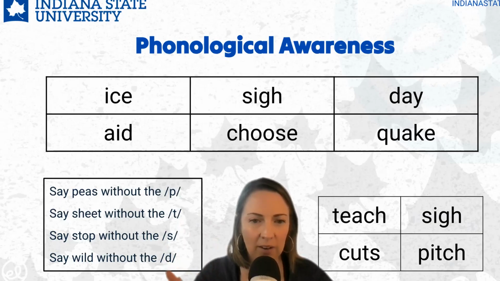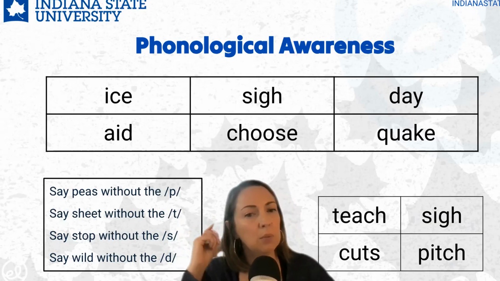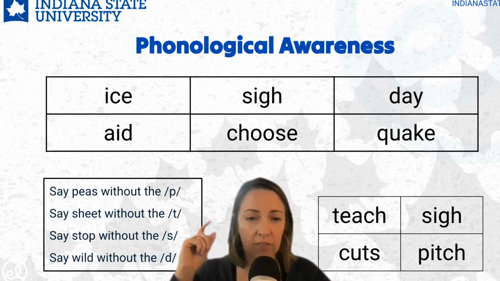So you can just see the pattern there of the inverse sounds. Now the word choose: ch, oo, z, three sounds in choose. And then quake: k, w, a, k, four sounds in quake. That QU makes a KW sound. And so just doing that with students helps them practice, and they really struggle at first.